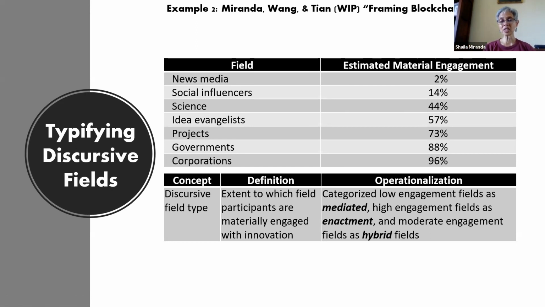And then we typified discursive fields as being either mediated, which means that their experience with the technology was not firsthand, but that it came through someone else, through their sources, if you will. In contrast, with companies, governments, and crowdfunding projects, the actors had firsthand experience with the technology. They were making stuff happen with the technology, or they were enacting the technology. So we discriminated between the mediated fields, which were primarily just talking about the technology, like news media and social media, versus the enactment fields that were doing stuff with the technology, and then hybrid fields, which were science and idea evangelists. These were the TED Talks, where some people were doing stuff firsthand, and others were more observational.